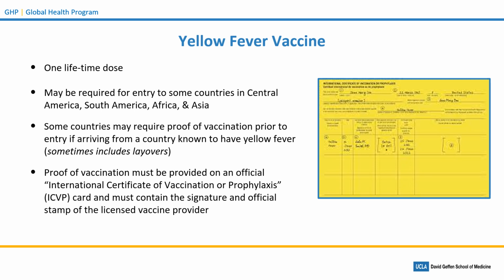The yellow fever vaccine is a 1 lifetime dose. It may be required for entry into some countries in Central America, South America, Africa, and Asia. Some countries may require proof of vaccination prior to entry if you're arriving from a country which was known to have yellow fever. And this even can sometimes include layovers, so really keep that in mind. And proof of vaccination must be provided on an official international certificate of vaccination or prophylaxis card, this yellow card, which you can see here on the right.